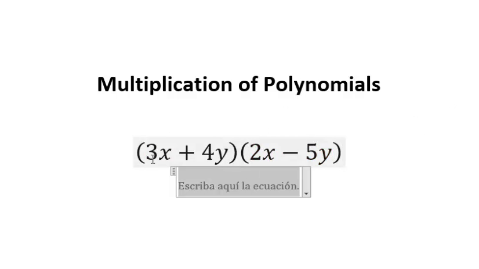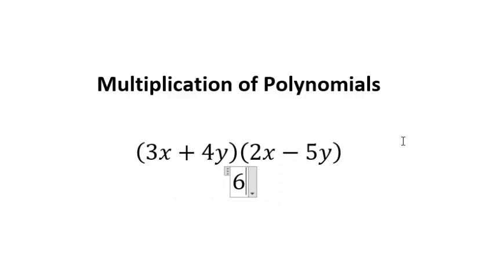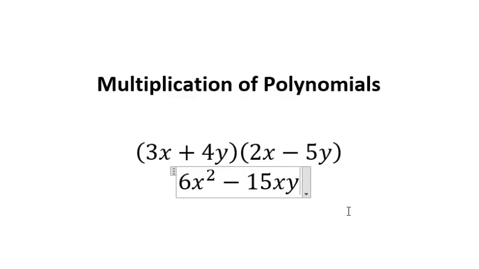So 3x times 2x will be 3 times 2, 6, and x times x will be x squared. So the answer will be 6x squared. Now 3x times negative 5y will be negative 15xy. We're always going to put the letters in alphabetical order. Like, you're not going to put yx. No, you're going to put xy. Always in alphabetical order. Okay.